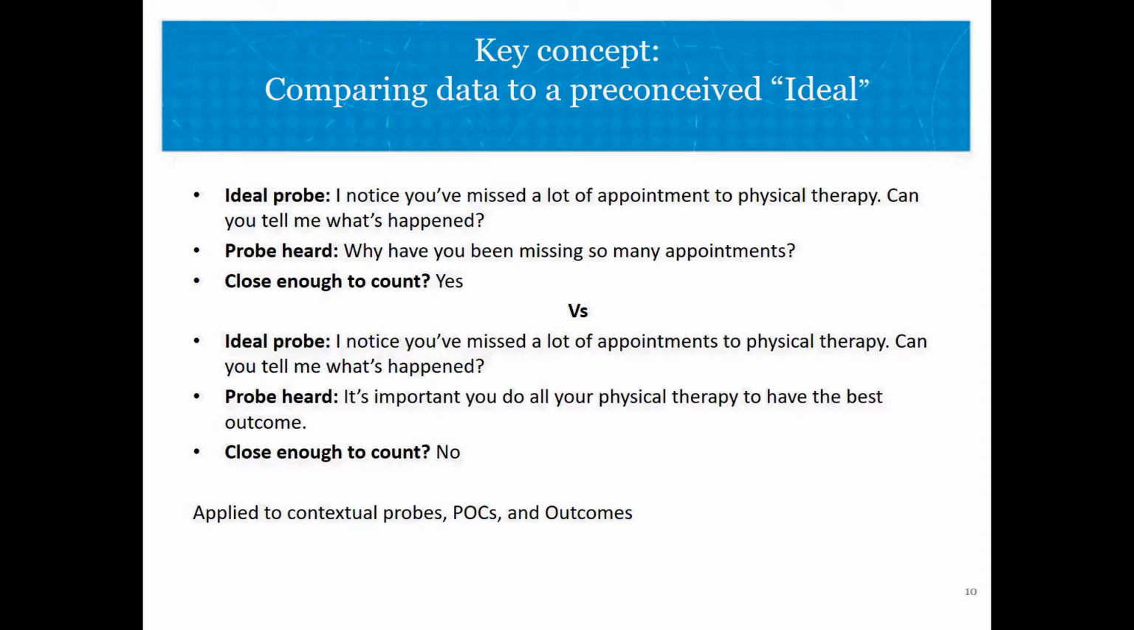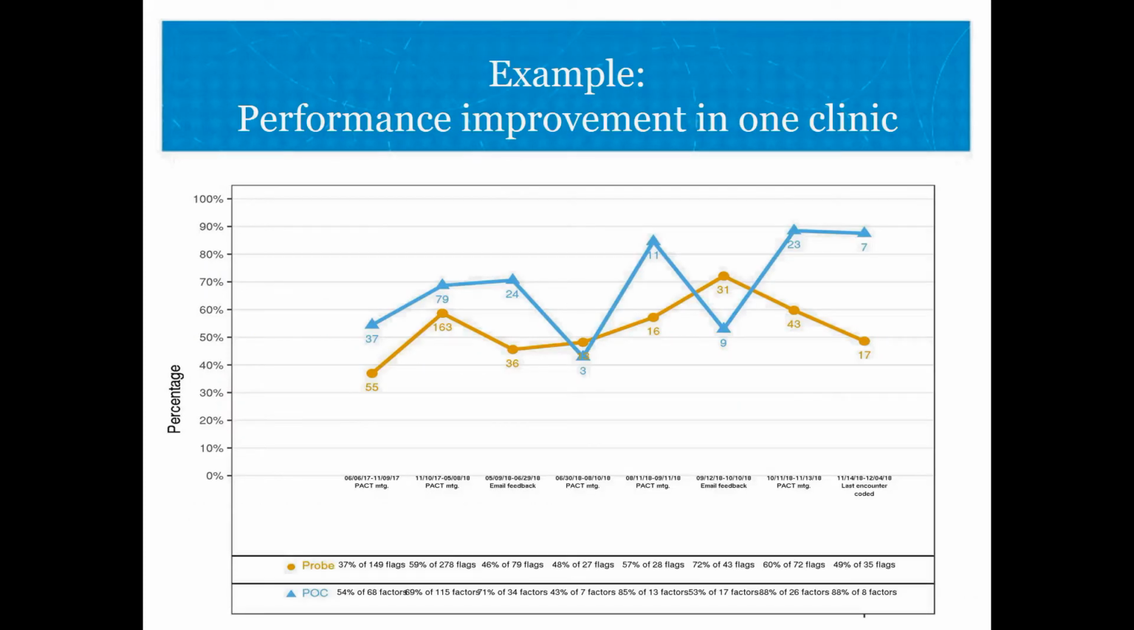And this general approach is applied not only to contextual probes, but to POCs and to outcomes. This chart just shows you how you can quantify performance of a group of physicians. The blue line represents the percentage of audio recordings in which the care plan was contextualized, and the yellow line is the percentage of audio recordings in which the red flag was probed.